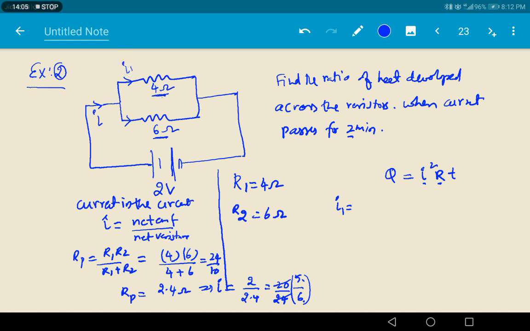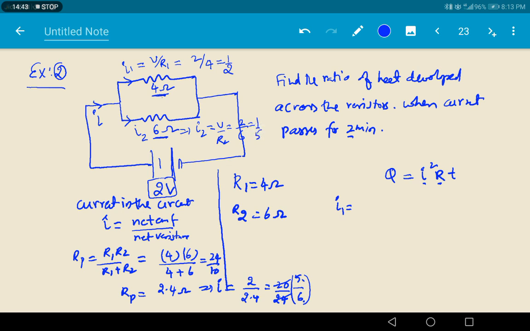So instead of doing this lengthy model, we can approach this in another way also. The potential difference across each resistor will be the same. Therefore I1 is equals to V by R1, V equals to 2, so 2 by 4, 1 by 2. And here I2 is equals to V by R2, so 2 by 6, 1 by 5. Let us add this.